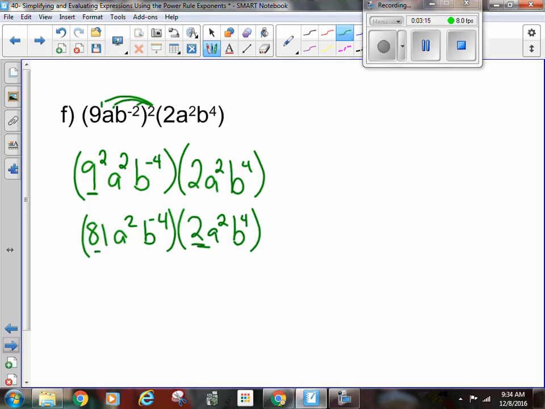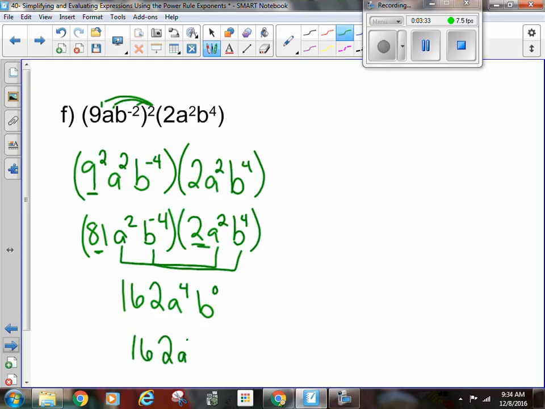All right, and now I can take my 2 times my 81, and I get 162. Now we're going to add my exponents for my A, and I'm going to add my exponents for my B. -4 plus 4 gives me B to the 0 power. Anything to the 0 power turns into a 1, and because there are other terms, we don't have to write it.